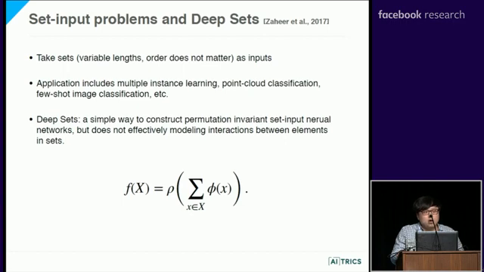One of the previous works is the Deep Sets network, which is a simple way to construct permutation invariant set input neural networks. But as shown in the equation below, it does not effectively model interactions between elements in sets. Deep Sets is a simple sum aggregation of feature vectors produced by multi-layer perceptrons. So it cannot model interactions between elements in sets.